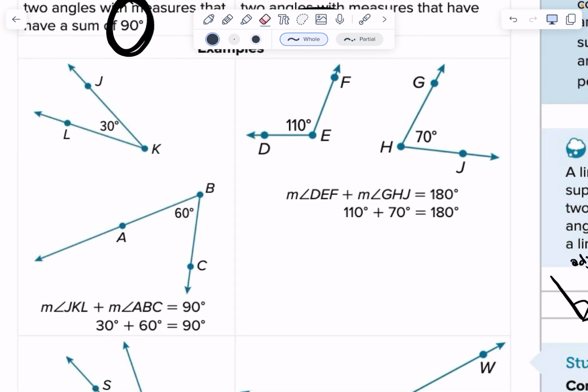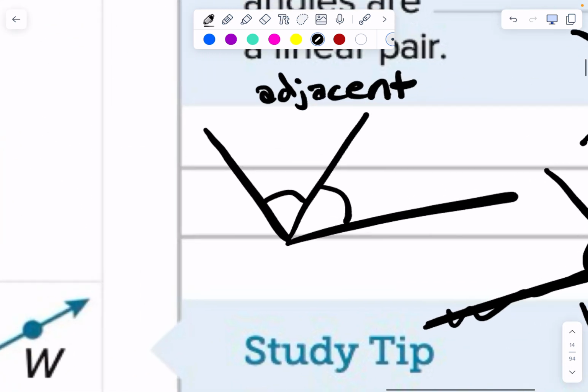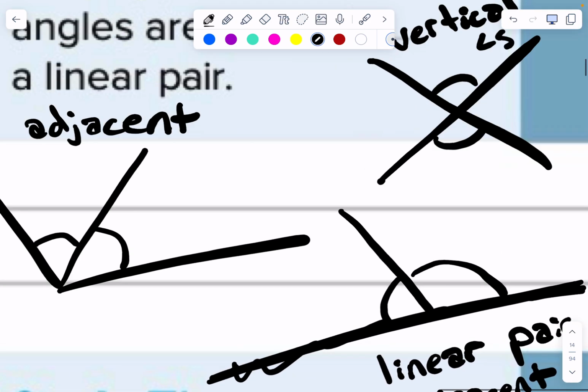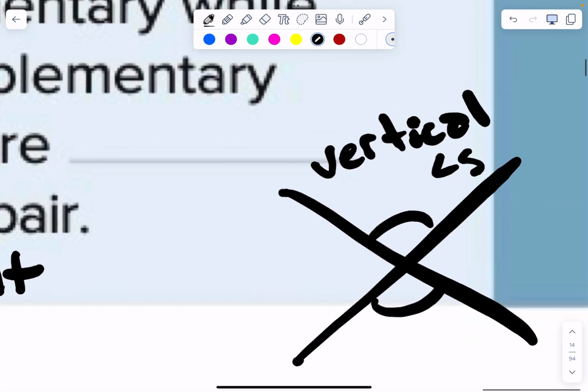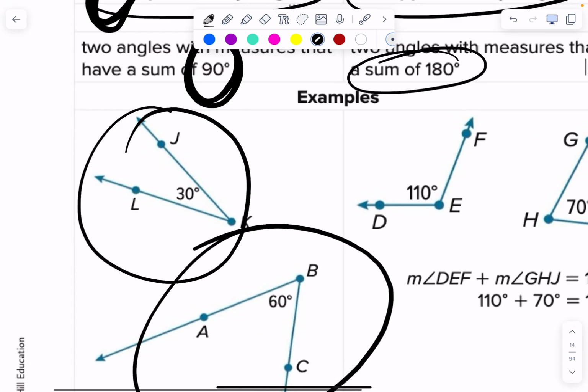Now, here is the deal. These two angles right here are complementary. One is 30, one is 60. They add up to be 90. Those two angles are not touching each other. Do they have to be touching each other to be complementary? To be adjacent? No. Yes. To be a linear pair? Yes. To be vertical angles? Yes, they have to have the same vertex, right? But to be complementary, they don't necessarily have to be touching each other. If they are, great, that's fine.